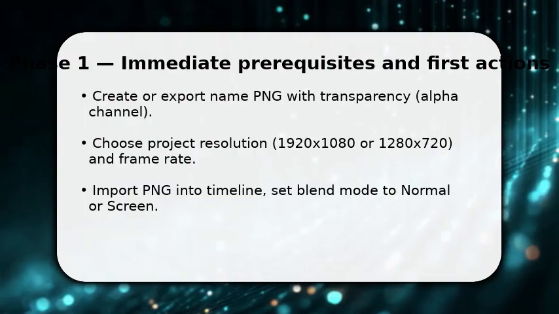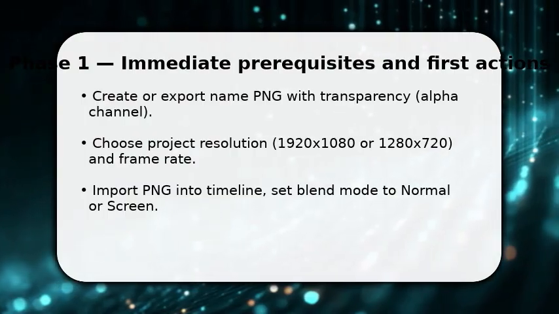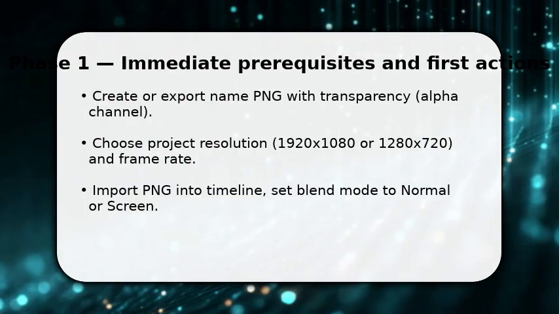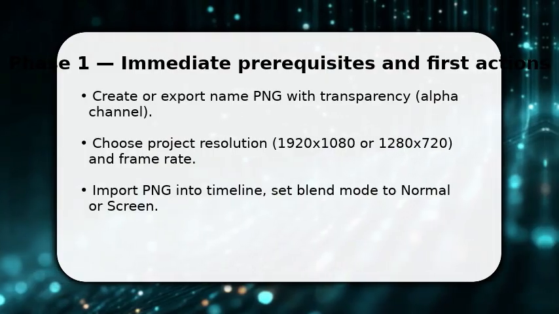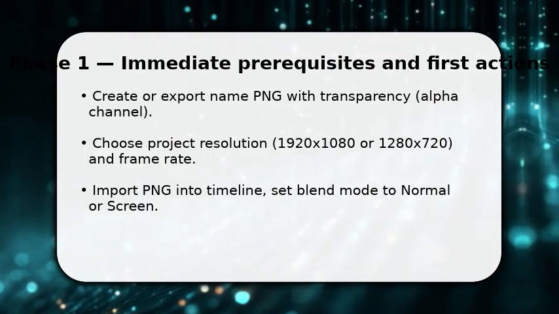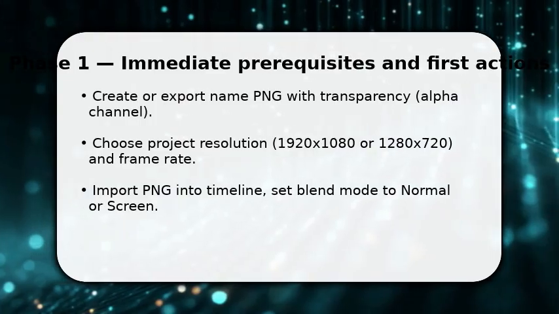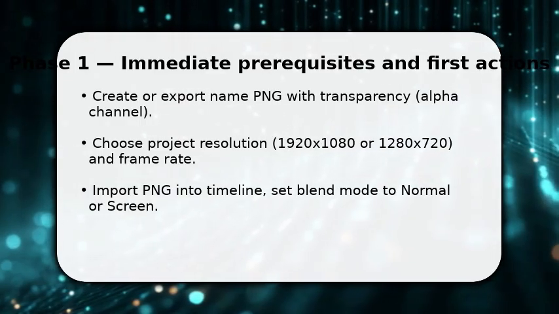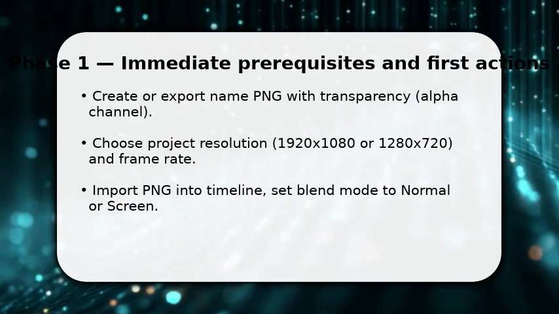You start by preparing the transparent name asset and project settings. Export a name as PNG with an alpha channel so the background is already gone. Import it into your editor. Set project resolution. 1920x1080 is standard, and frame rate to match footage.